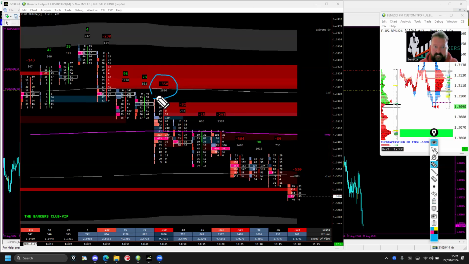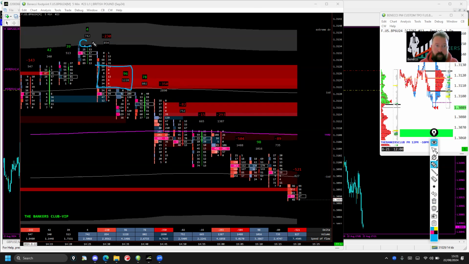massive selling, massive volume, a stacked imbalance form again. Here, we couldn't penetrate that stacked imbalance, and the market's auctioning lower. Again, loads of selling taking place, loads of volume. So this was my entry criteria after seeing this big stacked imbalance form.